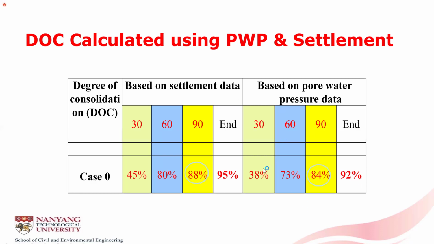We also compare the degree of consolidation from the settlement. Basically, you can see if you have a degree of consolidation of 80 and above, the comparison is quite reasonable. From here, you can see the degree of consolidation from settlement is larger than the degree of consolidation from pore water pressure, even at the end, although the two are rather close, and this is for a very good reason.